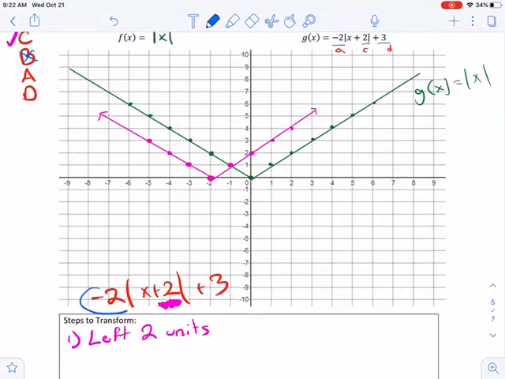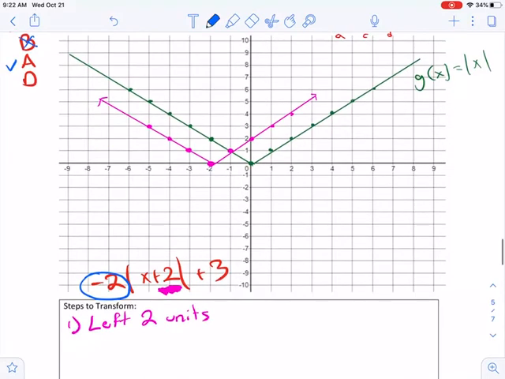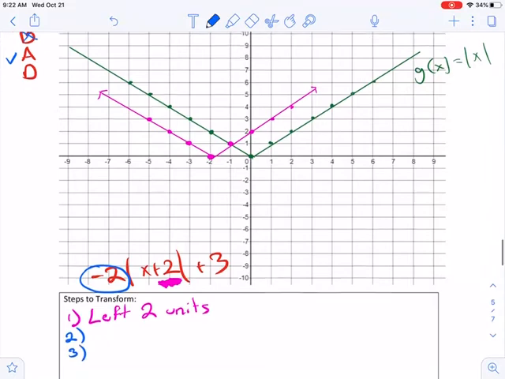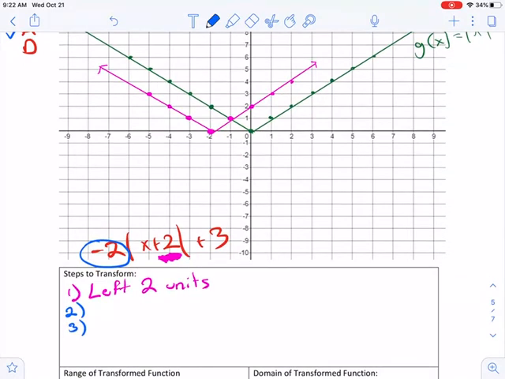So I'm going to take a closer look at this negative 2 here. And that negative 2 is going to do 2 different things to my equation. First, the fact that it's greater than 1 means that this is going to be a vertical stretch by 2. So every y-coordinate is going to double from what it previously was on that pink graph. And then I'm also going to be reflecting over the x-axis.